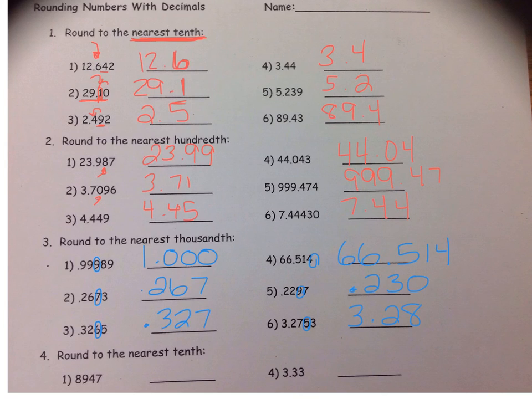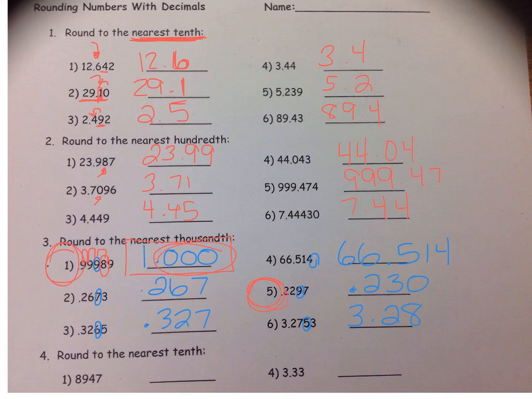The most difficult ones were probably number 1 right here and number 5 right here. Because the 8 is higher than 5, we've got to round the 9 up, but then we've got to round the next number up, then we've got to round the next number up. So we actually have to round this to 1.000. We have to make sure we keep all the way to the thousandths.